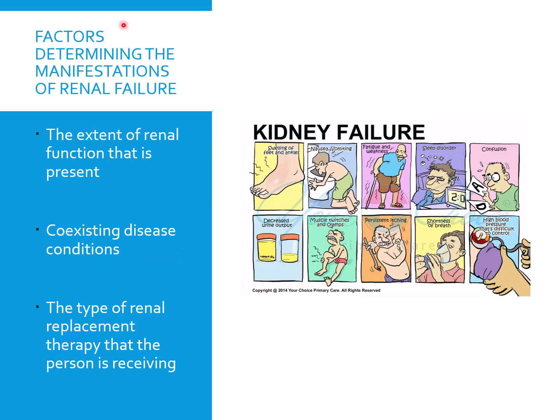So, the extent of the signs and symptoms that we see in renal failure are really determined by things like the extent of the renal function that is present, right? The more damage we have to the kidneys, the more signs and symptoms that we're going to see. Other things are coexisting disease conditions, right? If we have someone who already has maybe an underlying lung disease, those shortness of breath or respiratory complications are going to be far more evident in that patient. And then also things like the type of renal replacement therapy that the person is receiving.